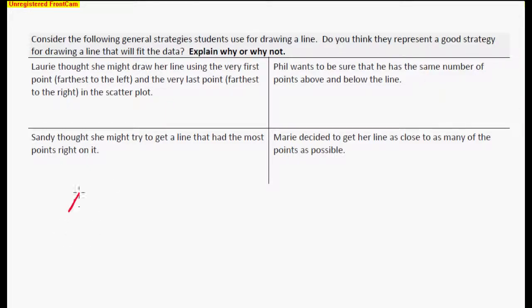Well, let's do an example down here of why it is not. I'm saying it's not. So what if our points looked like this? All right, here's our scatter plot.